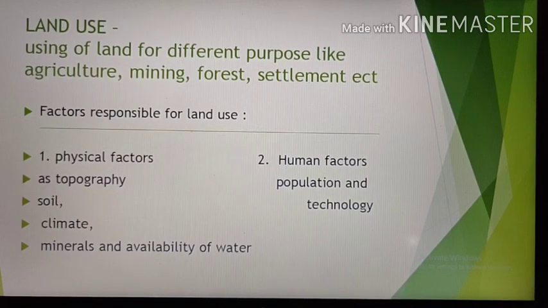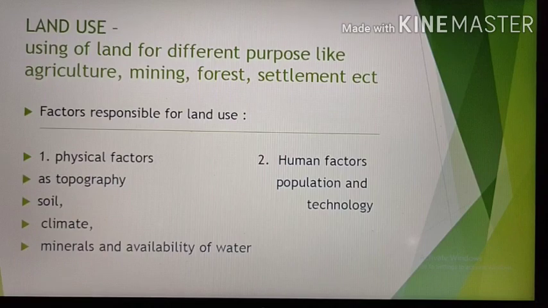The use of land is determined by physical factors such as topography, soil, climate, minerals, and availability of water. Human factors such as population and technology are also important determinants of land use patterns.